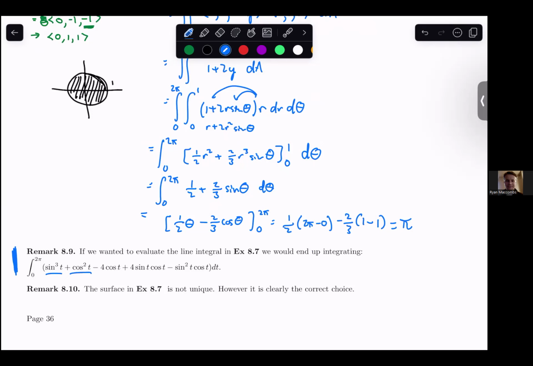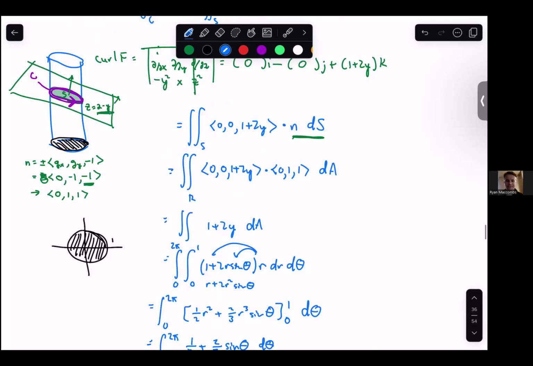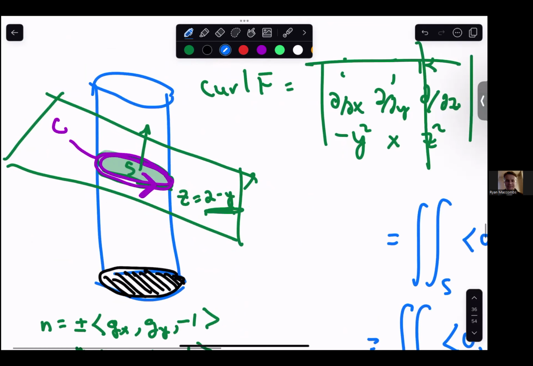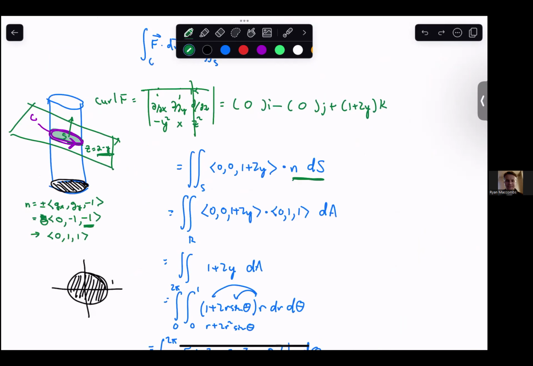All right, and the last thing here is, the surface that I chose, like I mentioned, not necessarily unique. However, it is the nicest choice. Of course, you could have chosen some crazy surface with this C as your boundary curve. You could do some interesting balloon sort of surface with that C as your boundary curve. So the surface is not unique, but it is the simplest surface. And especially because we have to find the normal vector of that thing, choosing a nice simple surface has some advantage.